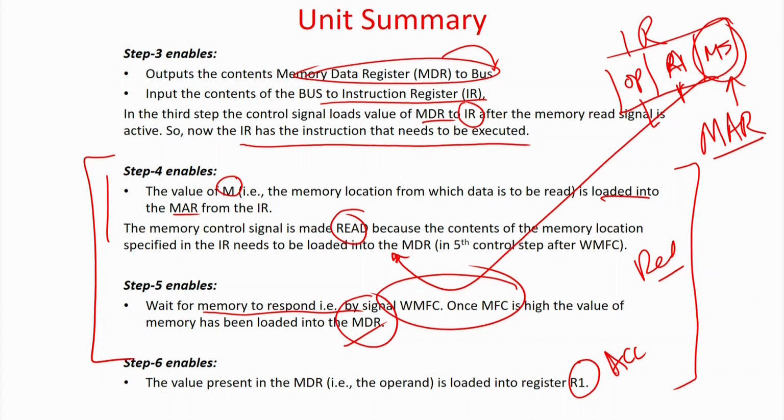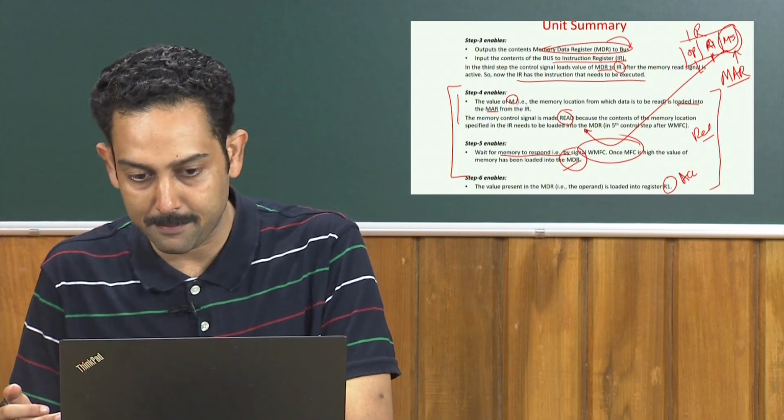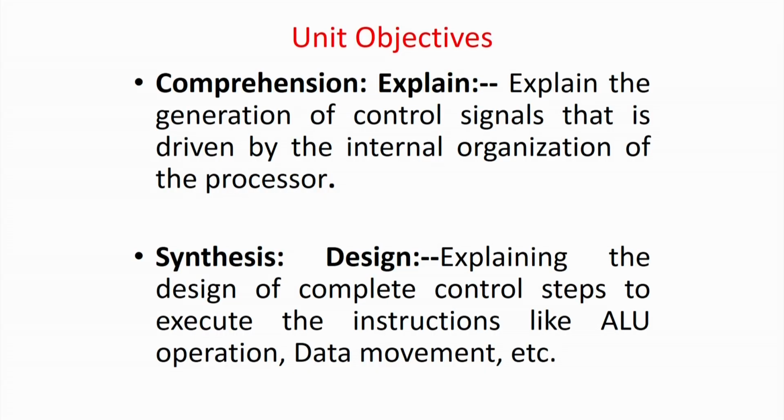So, step 1, step 2, step 3, that is instruction fetch, will be similar for everything. Steps 4, 5, 6, 7, 8, 9 will depend on the instruction type. So, what are the basic objectives of the unit? The first is a comprehensive objective, in which you can explain the generation of control signals that is driven by the internal organization of the processor.